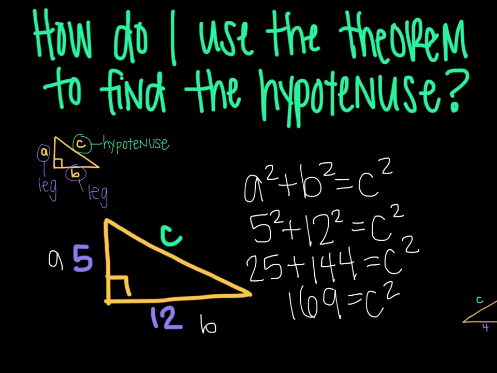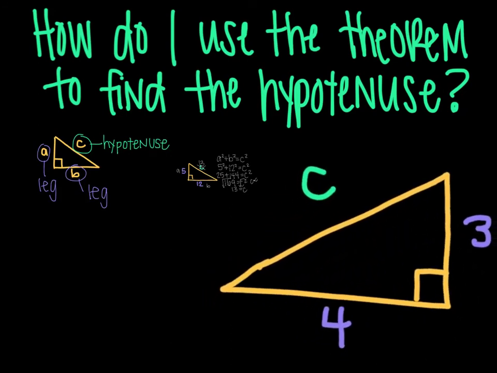Then to undo c squared, we use the square root. Remember, c squared is c times c, and we just want one c. So square rooting will give us what c is, and that would be 13. So this side length is now 13.